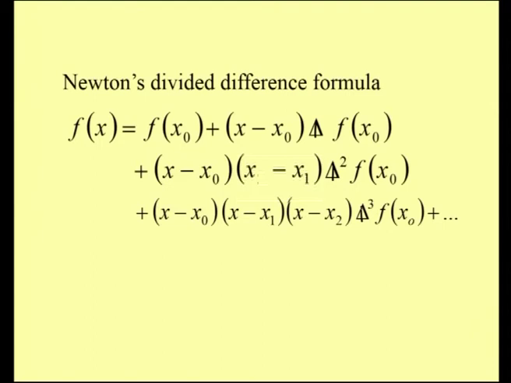Using this we have Newton's divided difference formula, also called Newton's general interpolation formula. So, f of x is equal to f of x naught plus x minus x naught into del f of x naught, plus x minus x naught into x minus x1 into del square f of x naught, plus it goes on, etc. Here the intervals need not be equal.